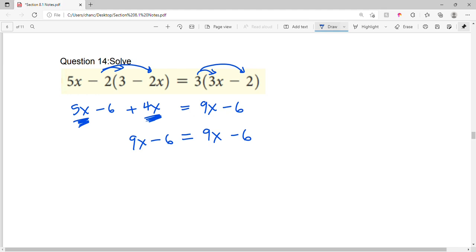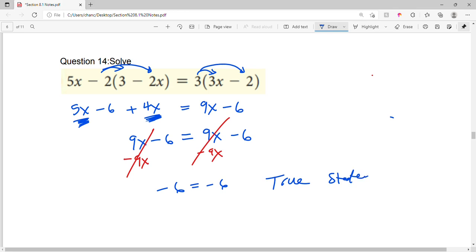Let's start by subtracting 9x from both sides. When I subtract 9x from both sides, notice we get something that's different. We get negative 6 equals negative 6. This is not false. This is in fact a true statement. So it's not a contradiction.